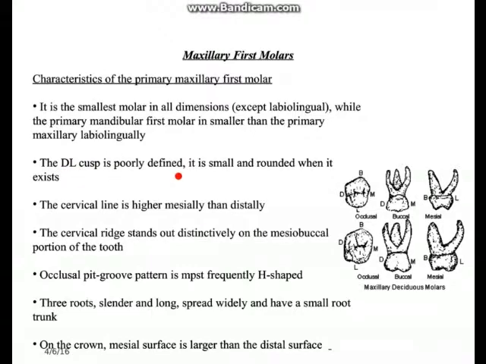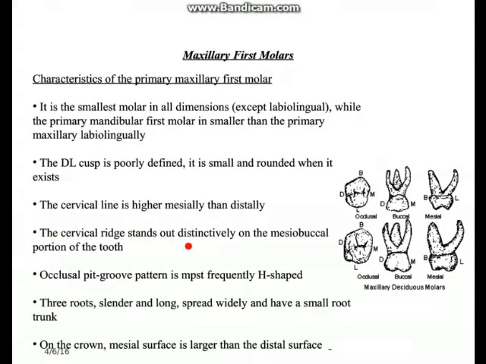The distolingual cusp is poorly defined. Isn't it always though? Usually the buccal cusps, the mesial cusps, they're the ones more prominent. They're the ones that are longer, that are bigger. And the distolingual is poorly defined, probably doesn't exist. Small, rounded when it exists. Okay. The cervical line is higher mesially than distally. Okay. Kind of like, if you remember the permanent central incisors, we had that same scenario.